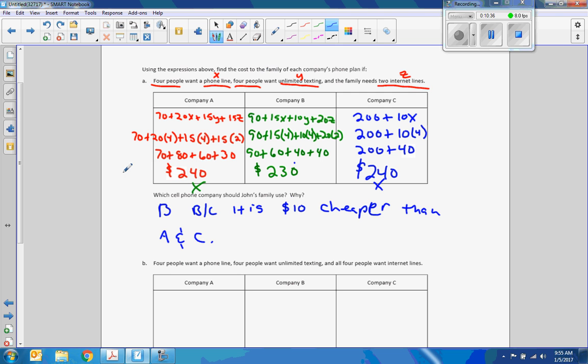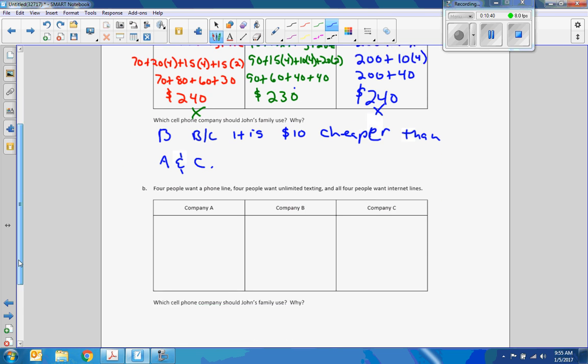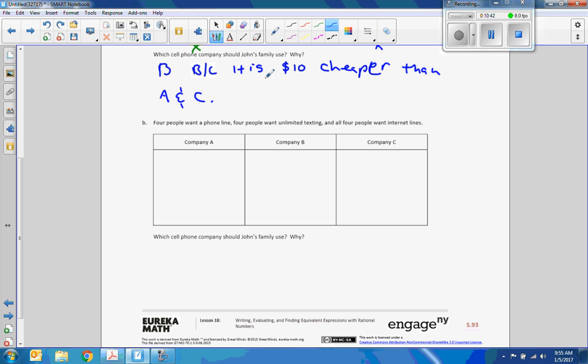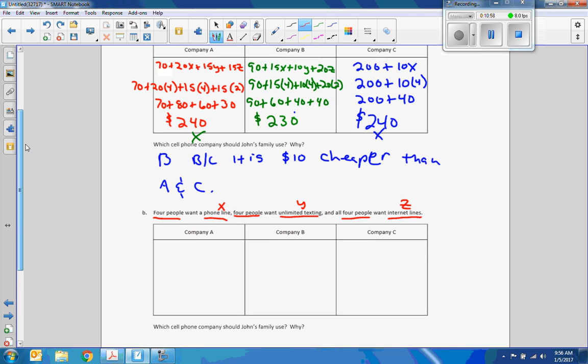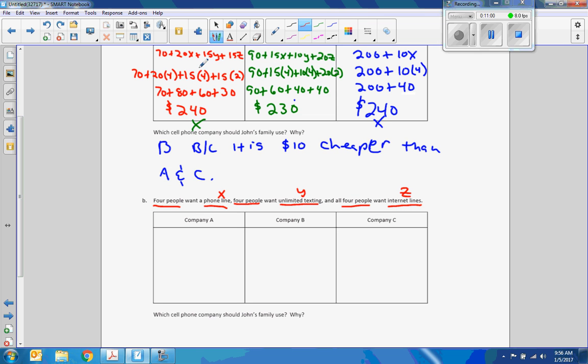This family. Okay. Now let's just see if a different family with different needs is going to come up with different results. So now we have 4 people who want a phone line, that's X. 4 people want unlimited texting, Y. And all 4 people want internet, Z. Okay. So now I'm just going to leave this like this, so I can just look up here at my formulas. They're the same.